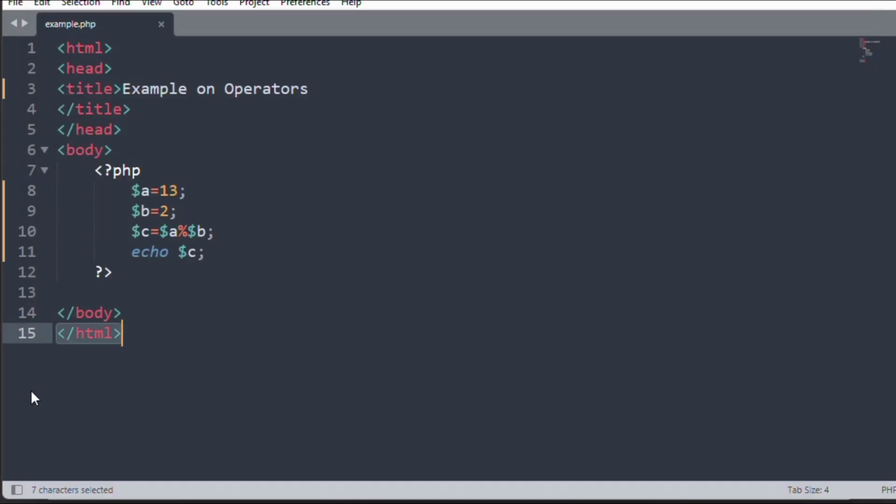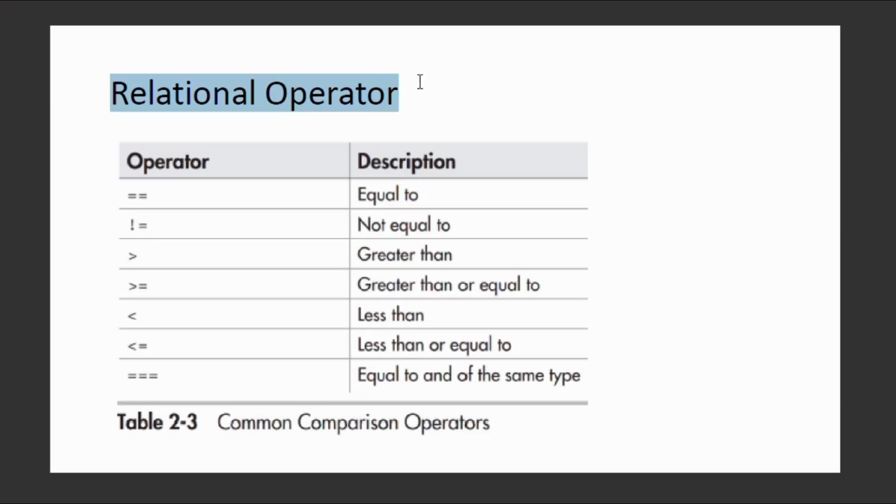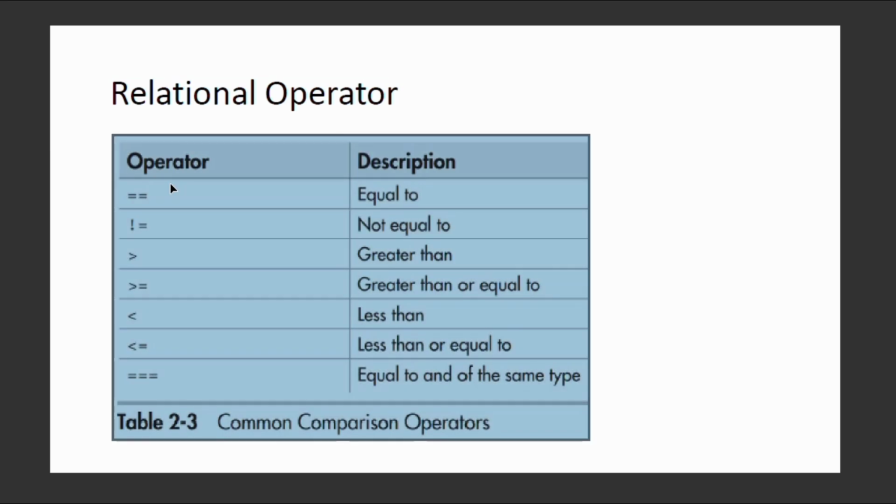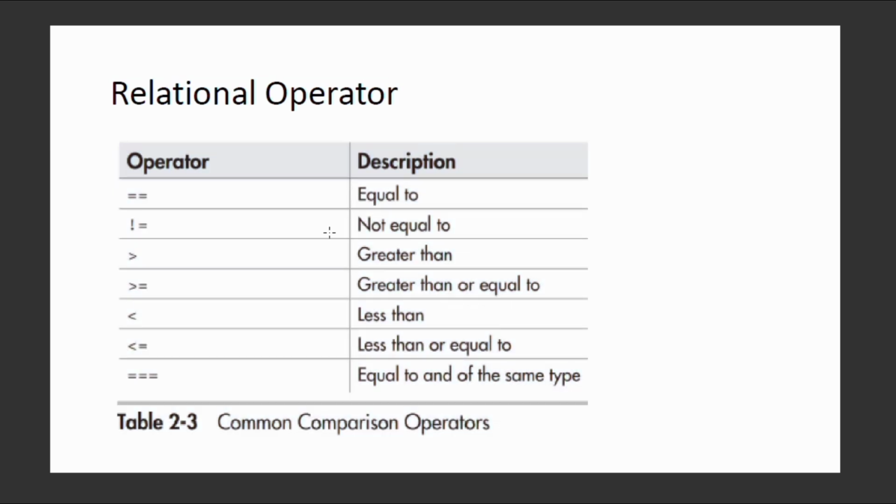Now we will move to our next operator, the relational operator. Relational operators, also known as comparison operators, are used to compare two values. They return true or false based on the comparison result. Here it contains operators like equals to, not equals to, greater than or equals to, less than or equals to, and of the same type. Now we will see them one by one.